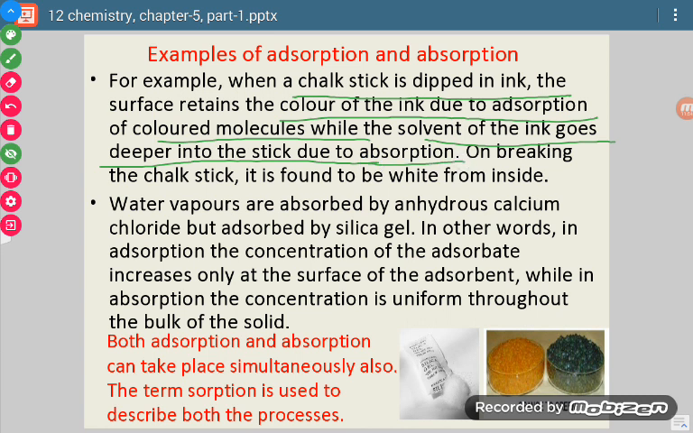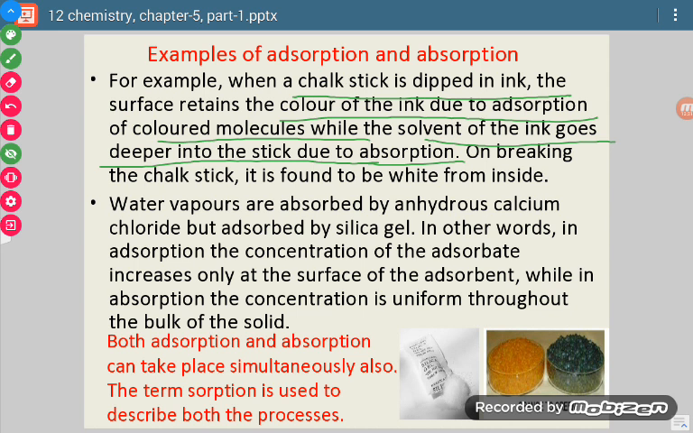Okay, see what we did. We took a chalk piece and we dipped it in the ink. Now ink is made up of dye. We did earlier in 9th standard that ink shows its own color because of a particular dye. So there is dye and a certain solvent which is used for making the ink. So if we take chalk and put it in the ink, then what will happen?